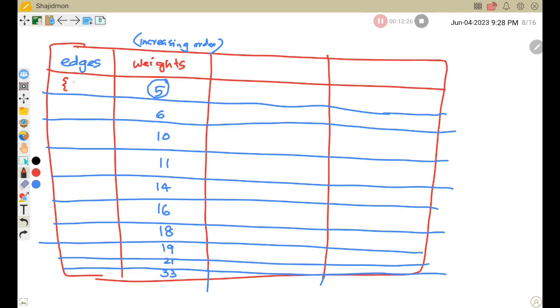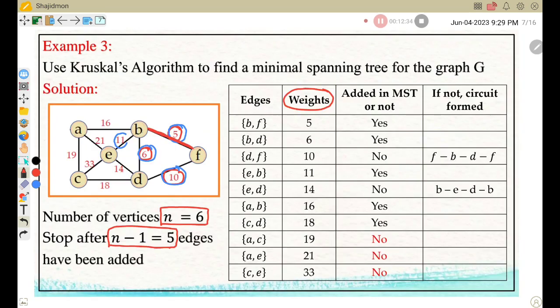We need to use the set bracket because it is an undirected graph. BF, or FB, we can write in any order. If you want FB, that is also fine. The edge representing weight 5 is BF. Now 6 means this one, BD or DB. So I can write that one here, 6.